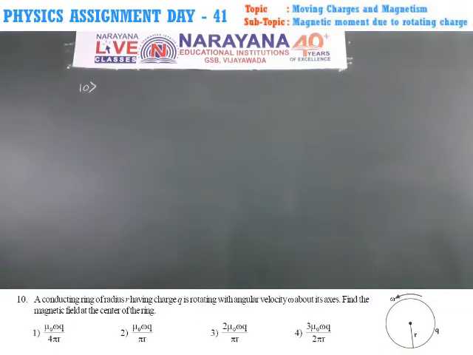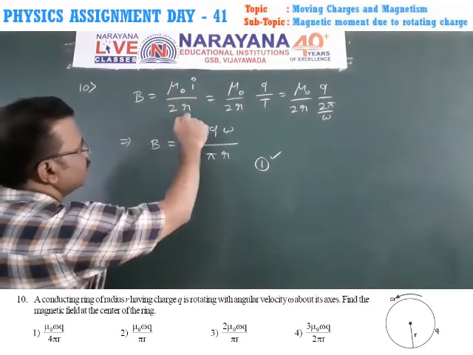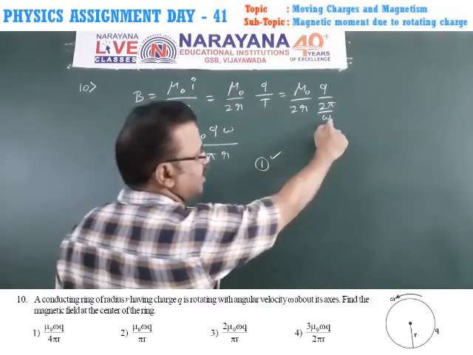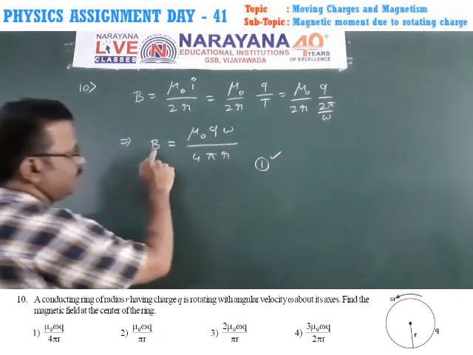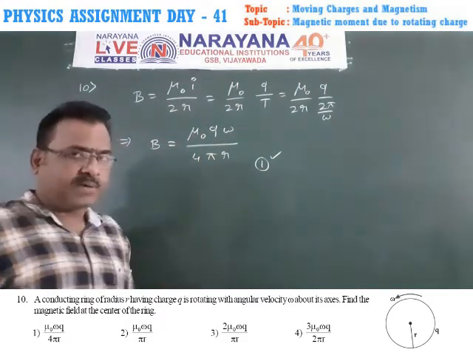Question number 10. A conducting ring of radius r having charge q is rotating with angular velocity omega about its axis. Find the magnetic field at the center of the ring. See here, B is equal to mu naught I by 2r, but I is equal to q by t, where t is time period, which can be written as 2 pi by omega. Therefore you get B is equal to mu naught q omega by 4 pi r, and option 1 is correct.